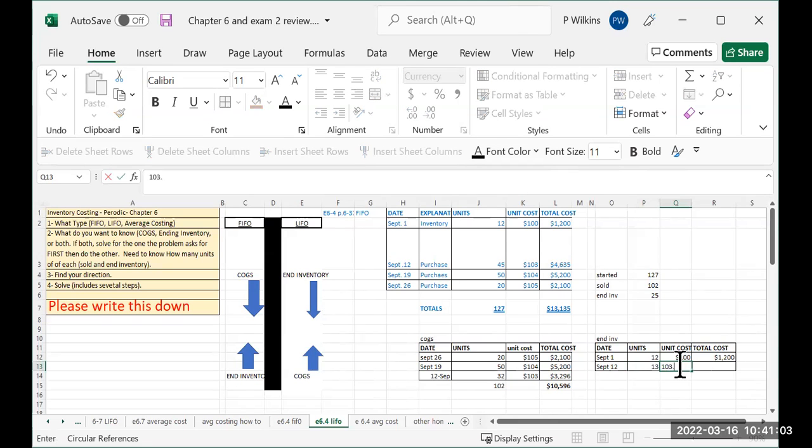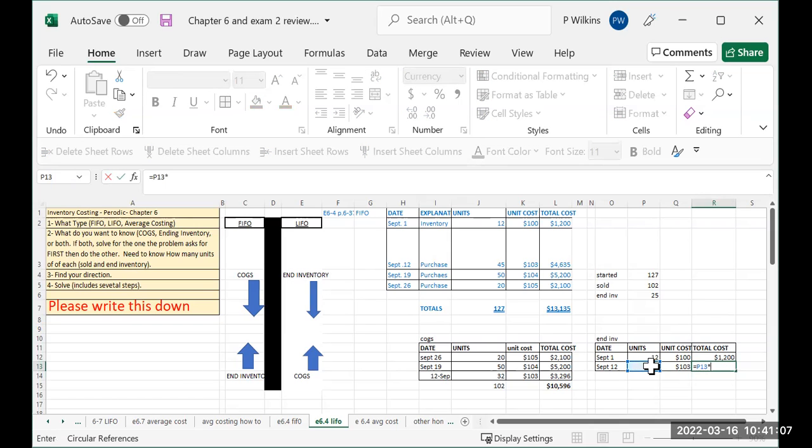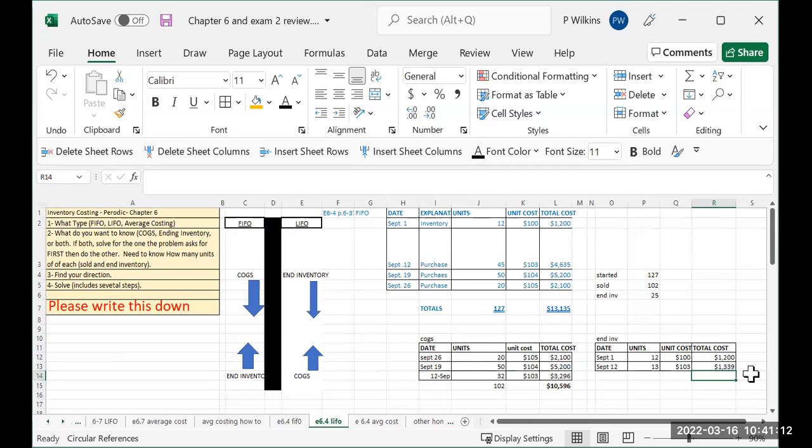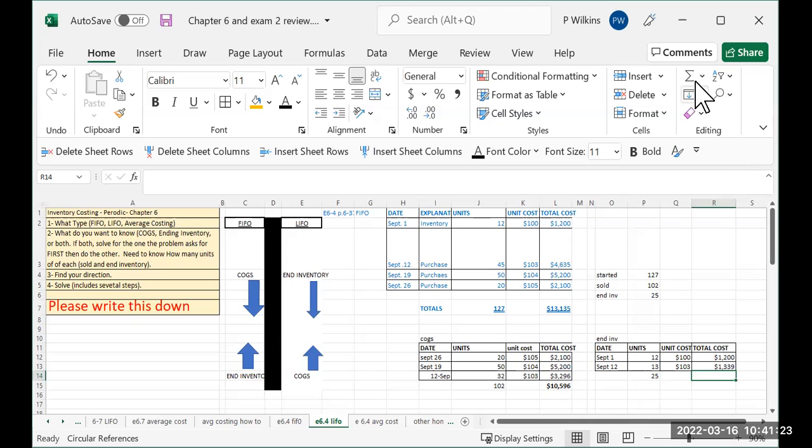Each one of those units costs $103. So I'm going to take 13 times 103, and that gives me $1,339 for those 13 snowboards. So I have a total of 25 now: 12 plus 13 is 25. And for the cost, I add together the 1,200 plus the 1,339, which gives me a cost of $2,539. So that is figuring out the ending inventory.